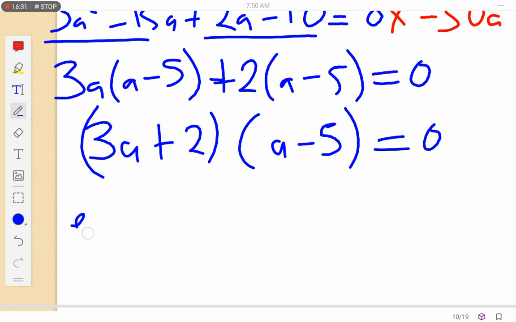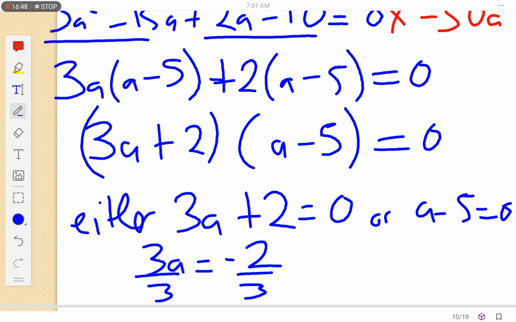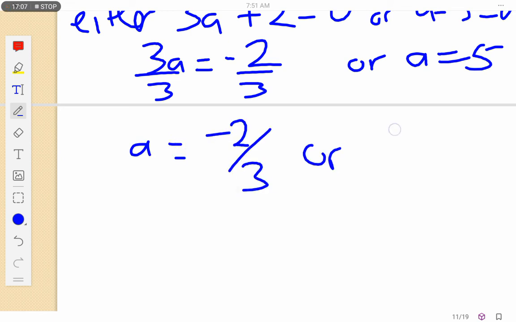Now I can say either 3a plus 2 is equal to 0 or a minus 5 is equal to 0. So I can simplify. 3a is equal to minus 2, so I divide by 3 on both sides. Then or a is equal to 5, like that. So at the end of the day, I'll get my a is minus 2 over 3 or 5. So this was one method.